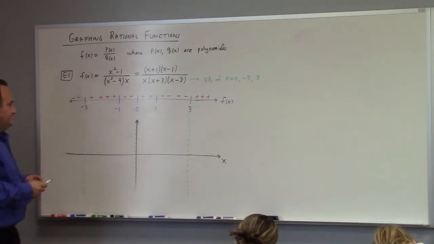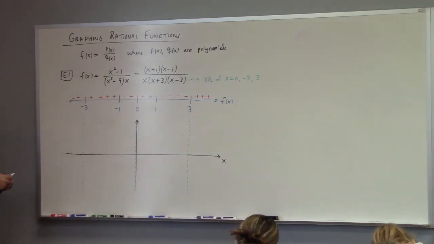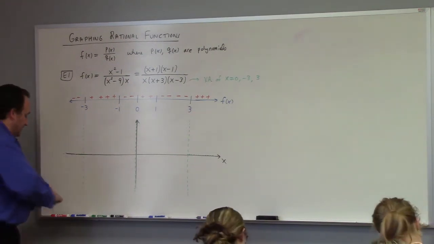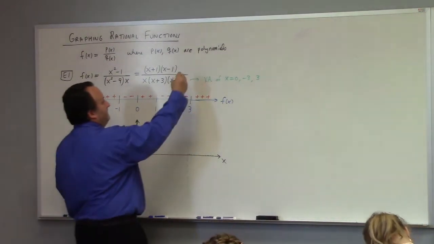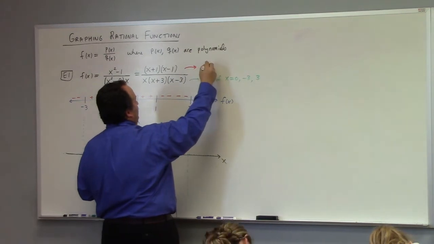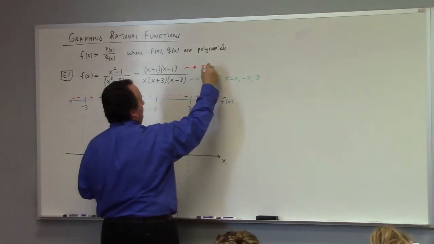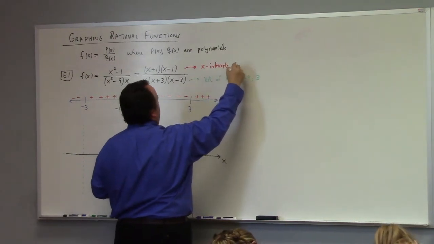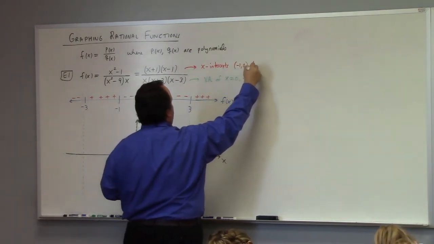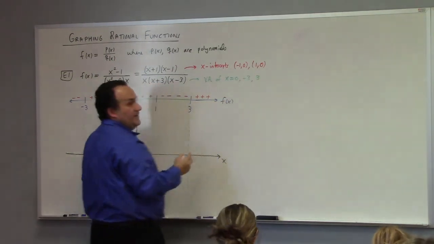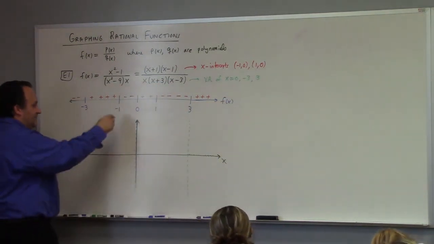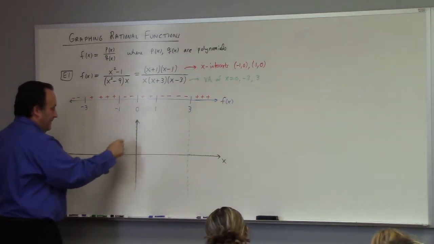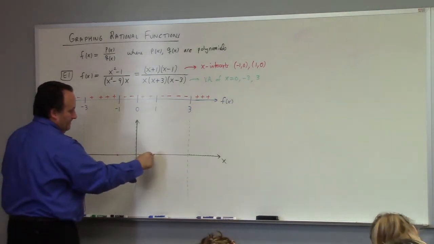All right, then what? How about the numerator? What does the x plus 1 and x minus 1 tell us? This tells us x-intercepts, right? X-intercepts of -1, 0, and also 1, 0. So that's a place where it crosses the x-axis. So that's like here and here. All right?